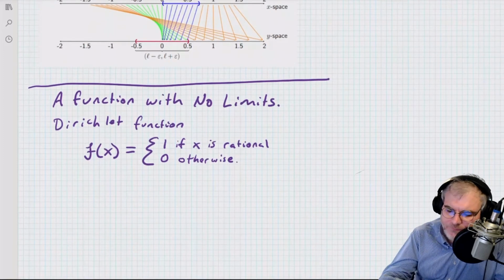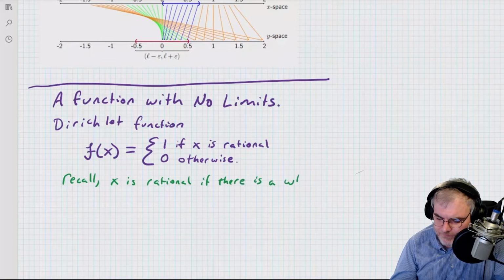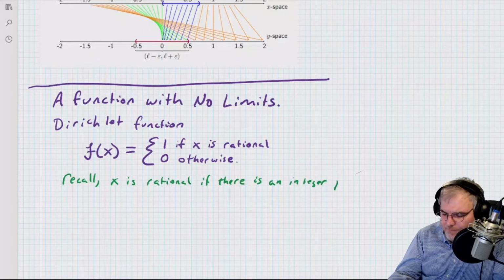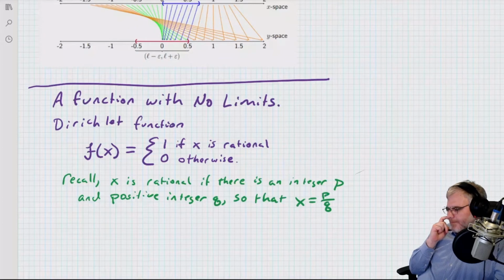Recall x is rational if there is an integer p and a positive integer q so that x equals p over q. Okay?